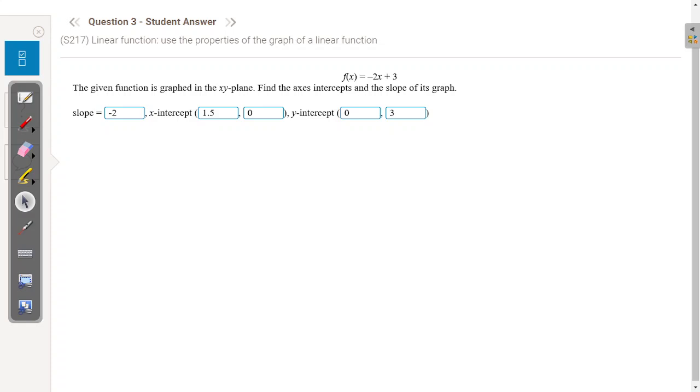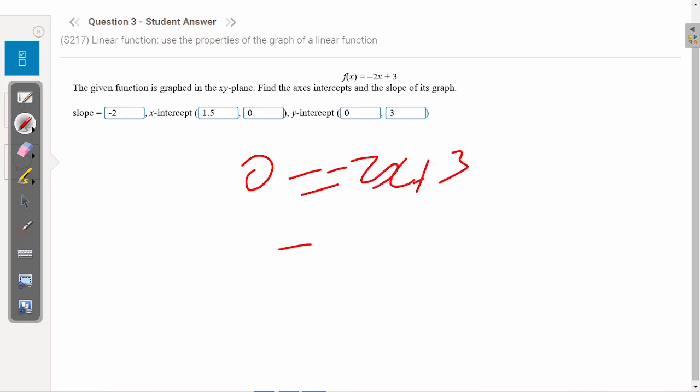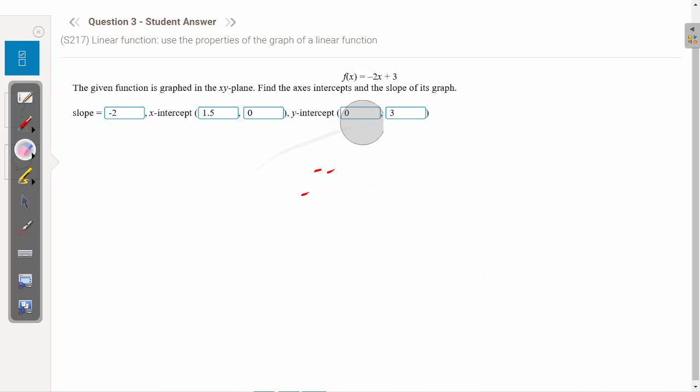Okay, the slope is the one next to the x. It's negative 2. X-intercept is when y is 0. So 0 equals negative 2x plus 3. Negative 2x equals negative 3. X equals 1.5. So it's 1.50. And for y-intercept, you substitute x is 0, so y equals negative 2 times 0, 0 plus 3 is just 3.